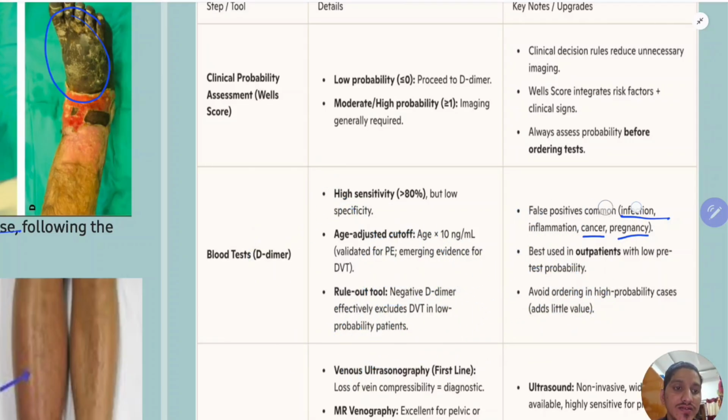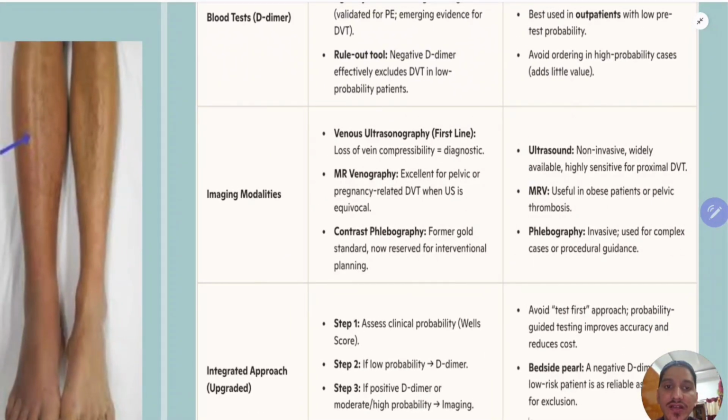So it is best used in outpatient settings with low test probability. Avoid ordering in high probability cases because it has very little value. Okay. So what are the imaging modalities? Venous ultrasonography is the first line. Loss of vein compressibility is diagnostic. MR venography is excellent for pelvic or pregnancy related deep venous thrombosis when ultrasonography is equivocal, meaning it is neither showing negative, nor showing positive. Ultrasonography is equivocal.